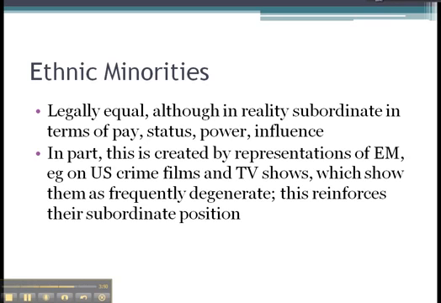The same applies to ethnic minorities, and Lacey brings out the example of representations of ethnic minorities on US crime films and crime TV shows, which show them as frequently degenerate, and suggest that this reinforces their subordinate position. It becomes a common sense assumption that ethnic minorities are more likely to commit crime.